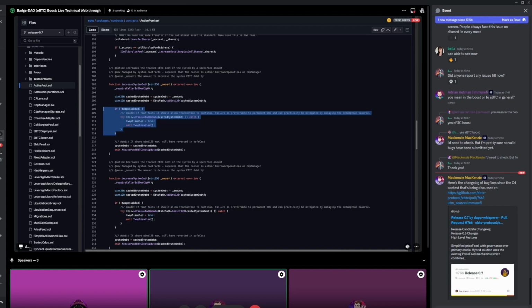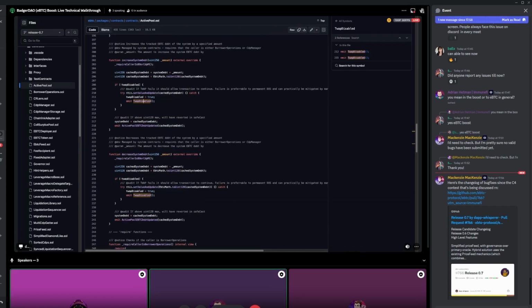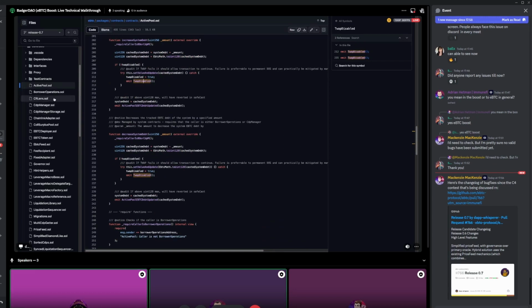Like we really don't want it to revert, because if it reverted, it would cause permanent denial of service here, right? And so basically we put that whole thing in a try-catch, and if it ever fails, we just disable the TWAP and gracefully continue, and then it no longer exists, right?